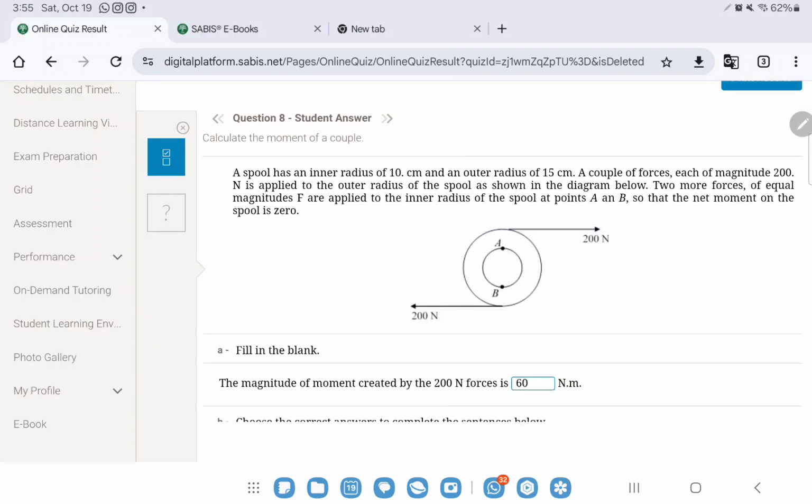Next question. Okay, so it's the moment of a couple. Couple forces are, what's it called?